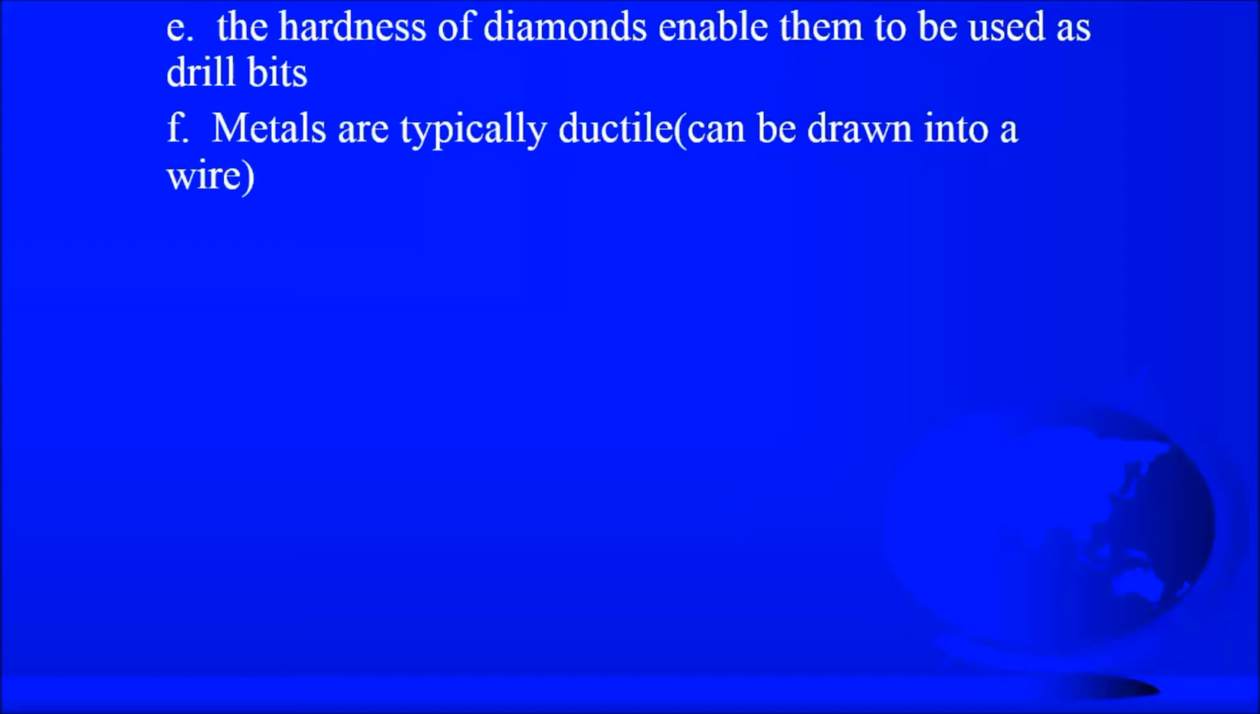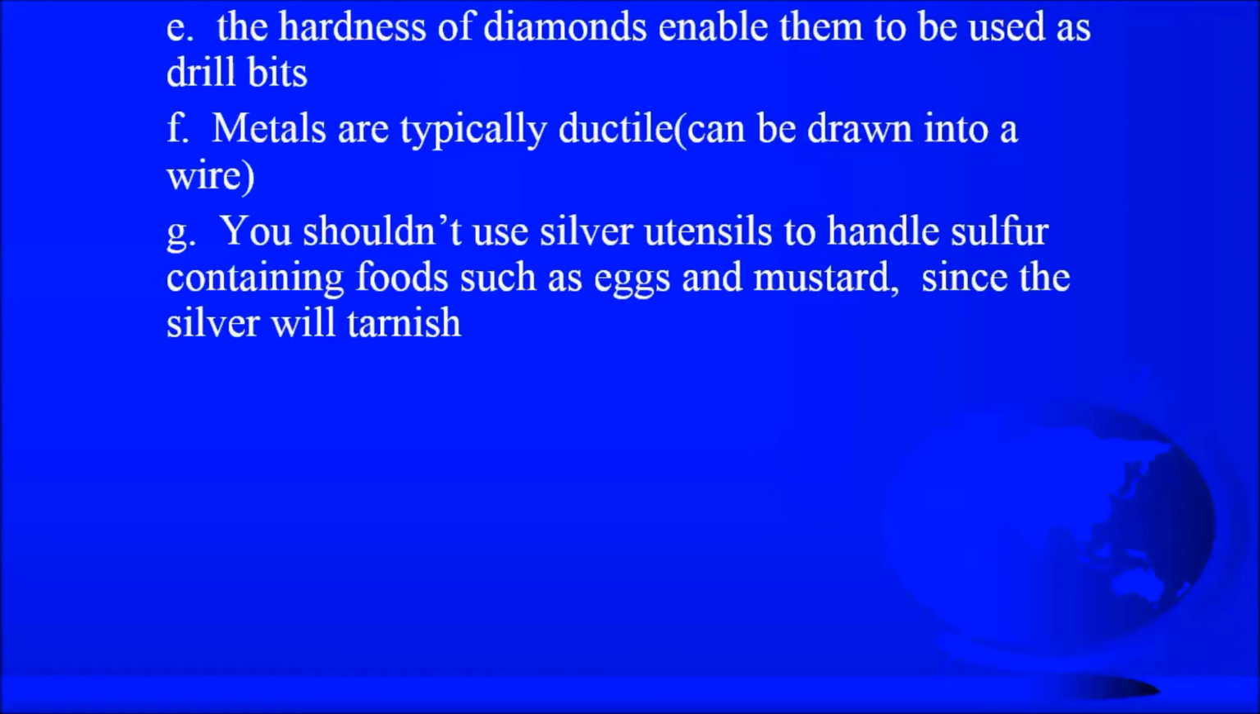Metals are ductile. They can be drawn into a wire. Isaac? Physical? Okay, so what? It's now a wire. It's still the metal. You shouldn't use silver utensils to handle sulfur containing food such as eggs and mustard, since the silver will tarnish. Kelsey? Chemical, because that tarnish is actually a covering where the silver has reacted with the sulfur.